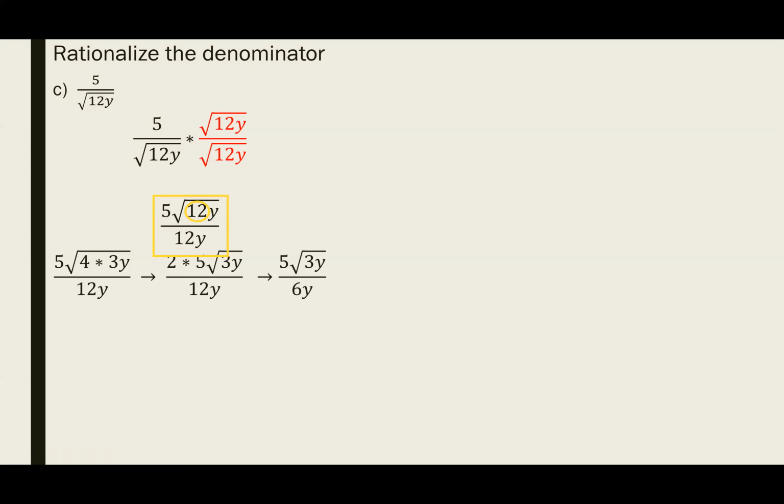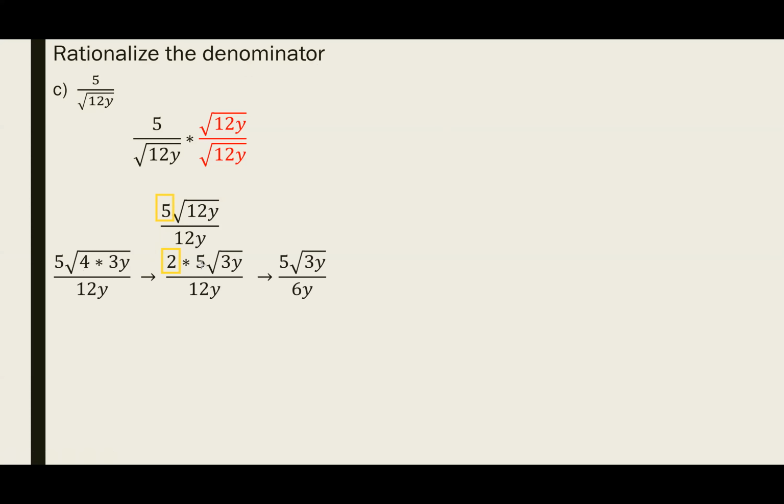And 4 times 3, why, or what do I mean by perfect square? Well, 4 is a perfect square because the square root of 4 is equal to 2, meaning I can bring the 2 on the outside. And just like before, whatever I bring to the outside, I need to multiply to the outside number. So 2 times 5 gives me 10.